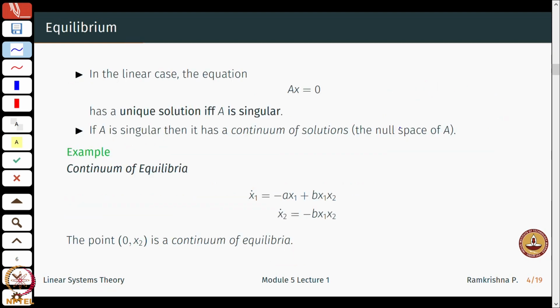Is it all very obvious in the linear case that the origin is always the equilibrium point? Well, the answer turns out to be not very obvious, but we will look at a couple of examples. In the linear case, my dynamics are of the form x dot equal to Ax, and I set x dot equal to 0. I am essentially solving the equation Ax equal to 0. This system has a unique solution if and only if, there is a typo here, A is non-singular, or A is invertible.